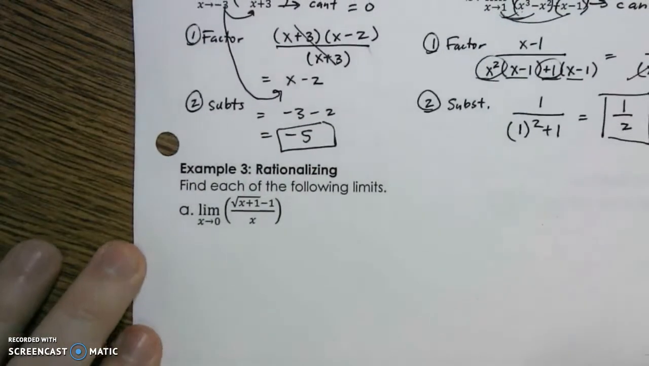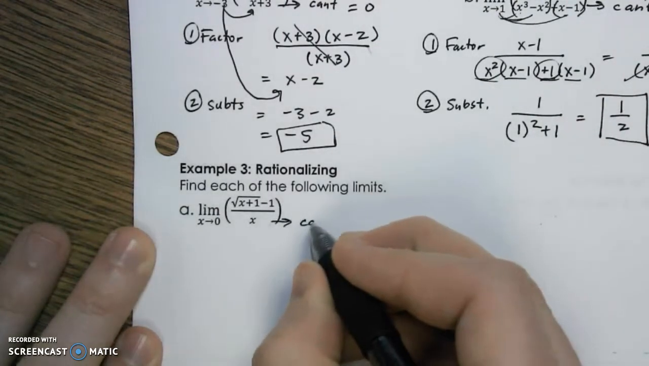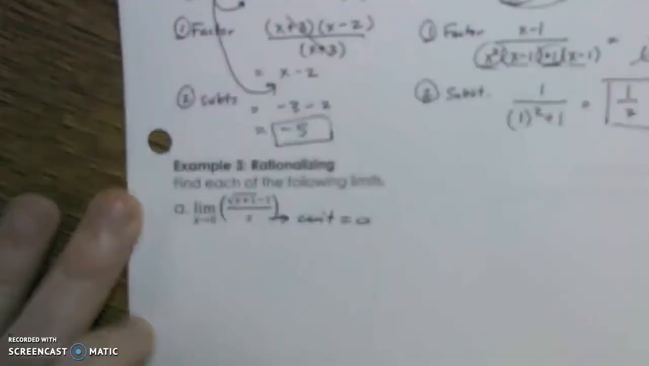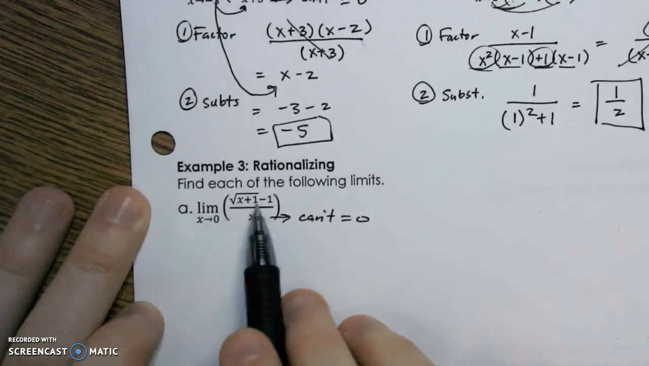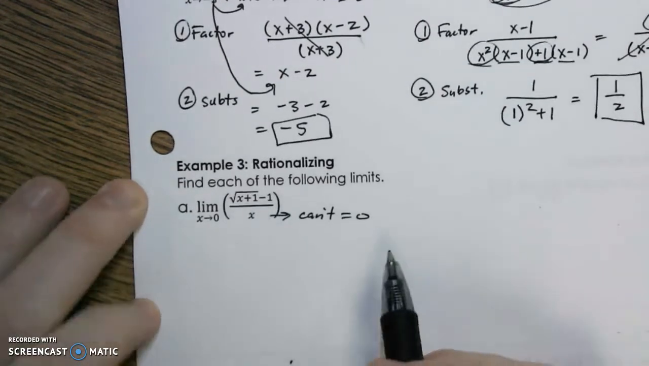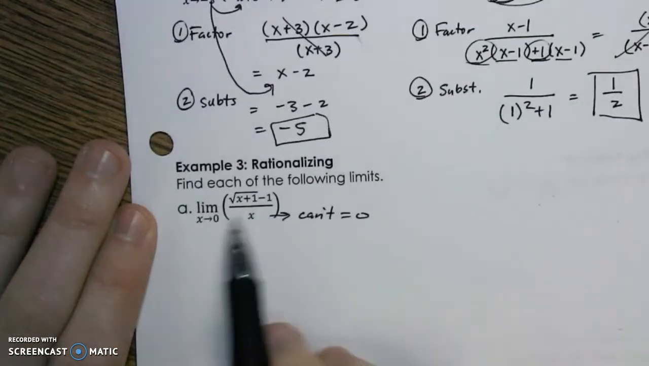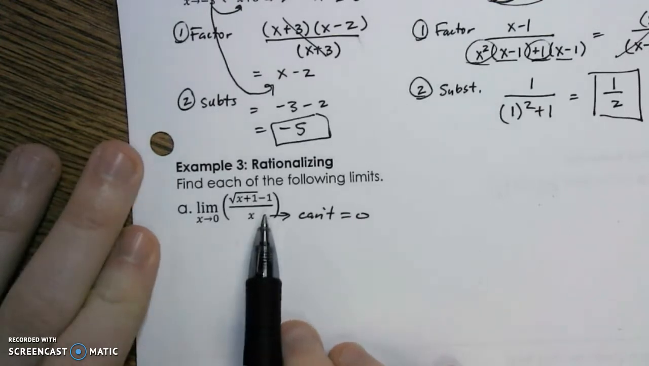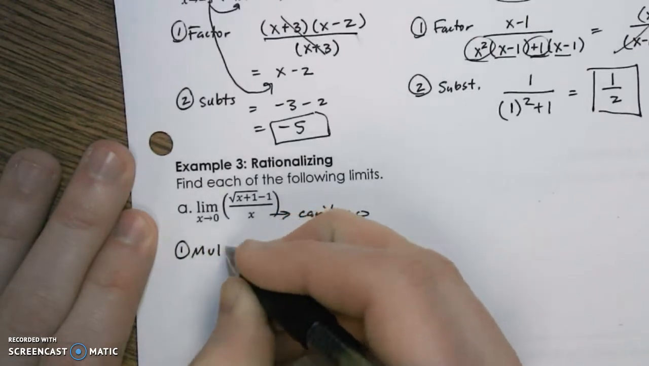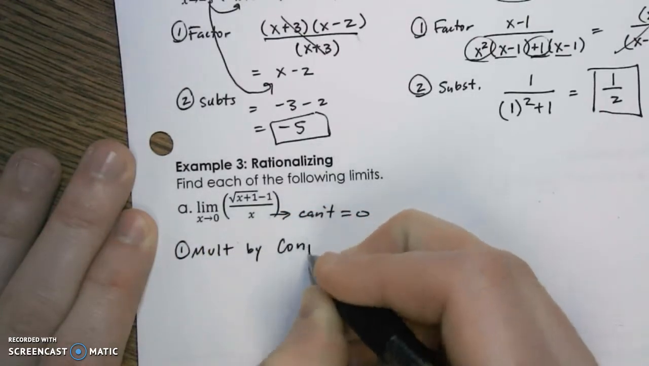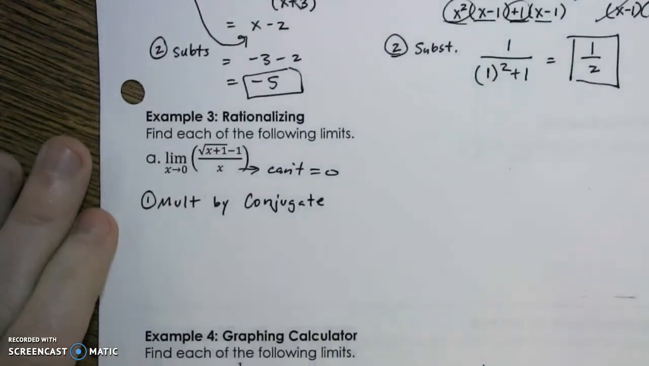Example 3. If I plug in 0, we see right away we're going to have 0 in the bottom. So we could try to factor, but if you look at this, I don't see any way to factor something like that. So we have to try something else. So another technique is if we've got square roots and fractions that are hard to deal with, you could multiply by the conjugate. So my first step is to multiply by the conjugate. And we've used the conjugate a lot, so hopefully you remember what I'm talking about.